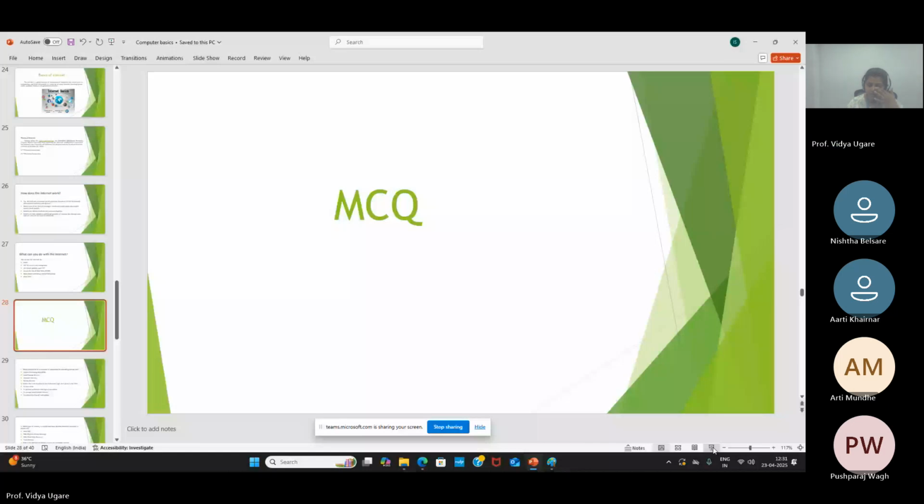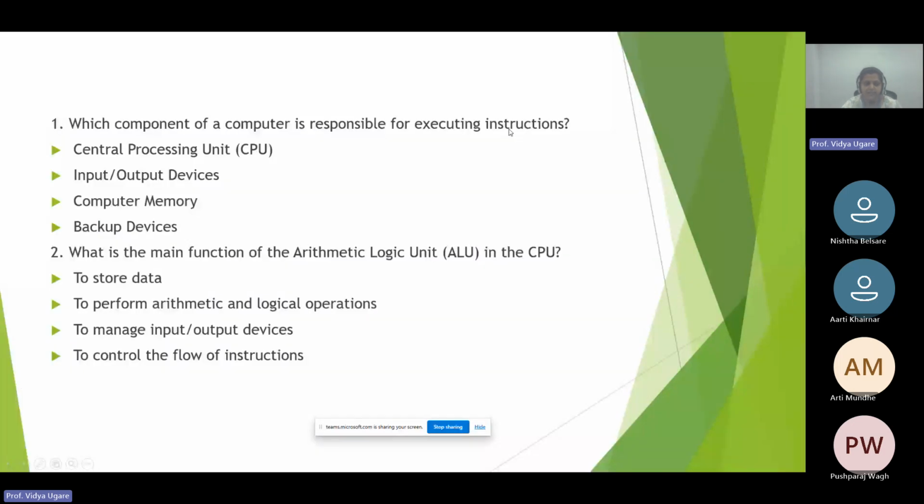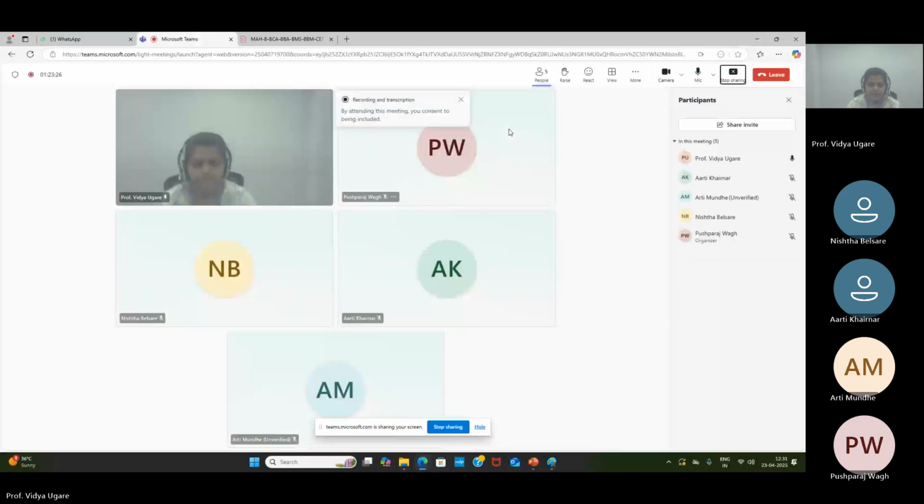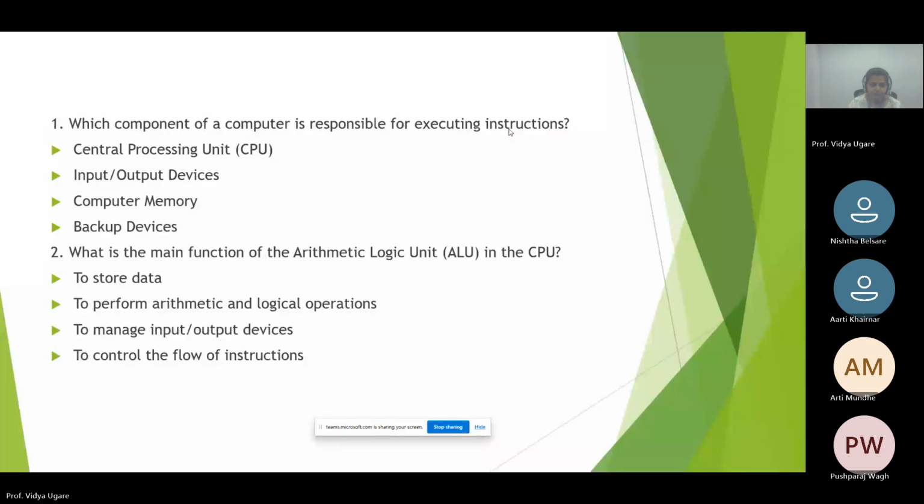Okay, so let's see the first question. Which component of a computer is responsible for executing instructions? See, what are the options? CPU, input output device, memory, and backup device. Can you give me the answer? Yes, everyone. So the answer here is CPU. Central Processing Unit is responsible for executing any instruction in the computer.